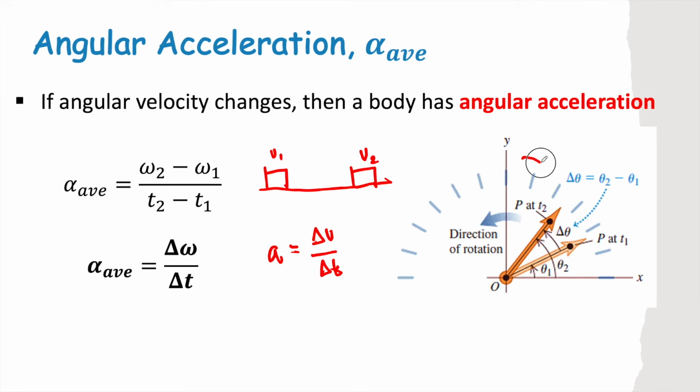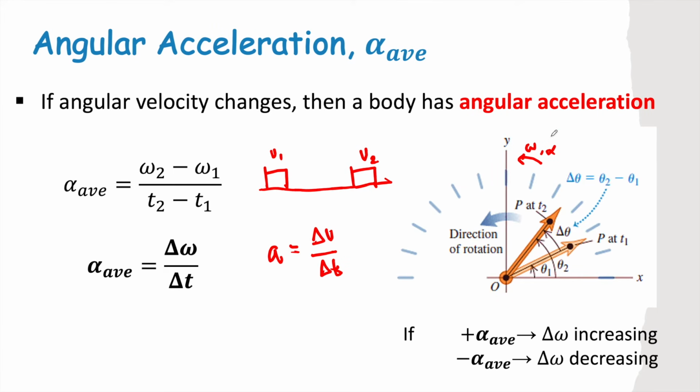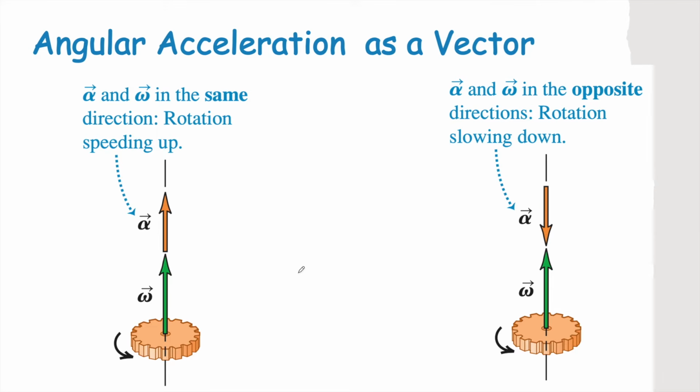Once your angular velocity changes, that means there is angular acceleration, and its SI unit is radians per second squared. If the angular acceleration and the angular velocity are positive or in the same direction, meaning to say the rotation is speeding up. And if it's opposite, then the rotation is simply slowing down.